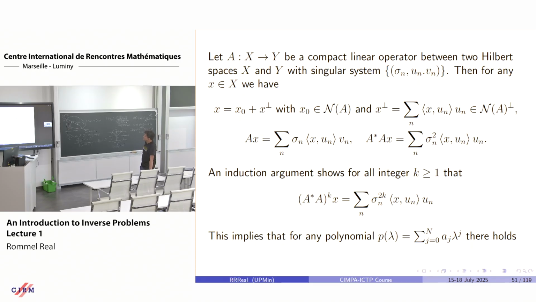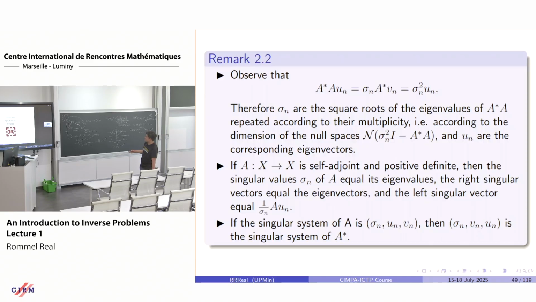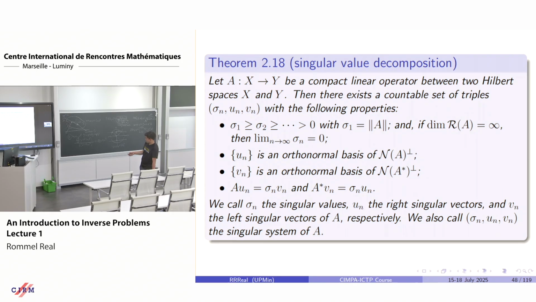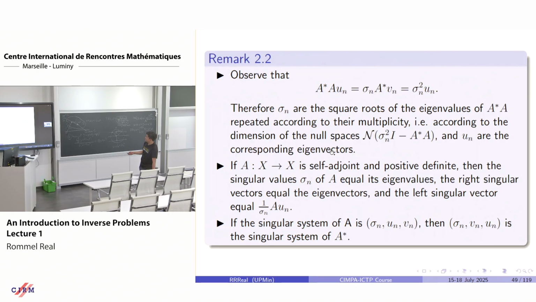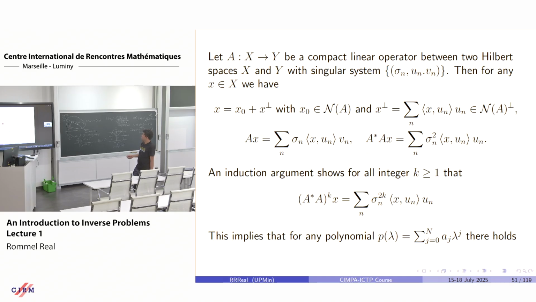By the orthogonal decomposition theorem, we can write x as the sum of x_0 and x perp, where x_0 is an element in N(A) and x perp is expanded using the basis of the orthogonal complement N(A) perp. That's from the singular value system here. Then we have this one. And then by using the property of the singular value system, we can write A times x equal to this one, and A star A of x is equal to this one.